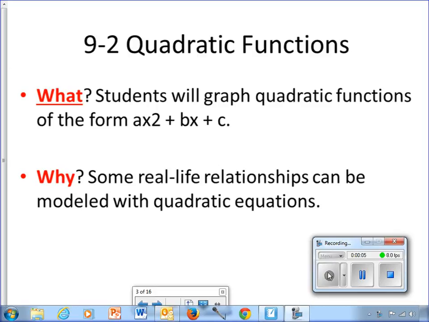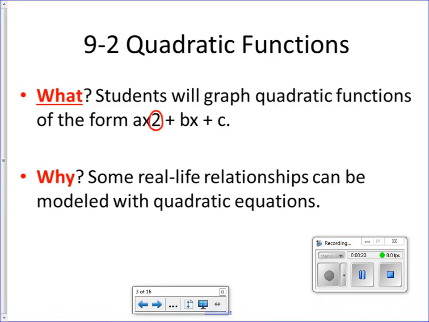This is Lesson 9-2 entitled Quadratic Functions. Our objective is that you will be able to graph quadratic functions of the form ax squared plus bx plus c. And I apologize, I did not get my exponent up in the air.